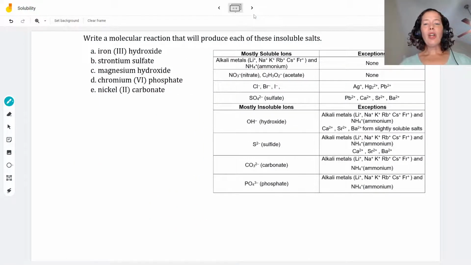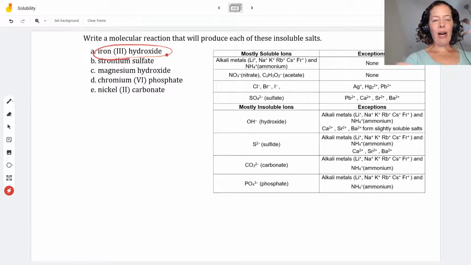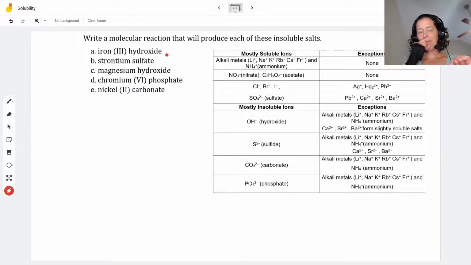Okay, so this is a little bit different way of thinking about your solubility rules. What we want to do is we're really putting ourselves in the teaching seat here. So we want to write a molecular reaction that will produce each of these insoluble salts. You can think, if you were the one giving an example or teaching this concept, how would you write an equation that would give you iron 3 hydroxide as an insoluble salt?